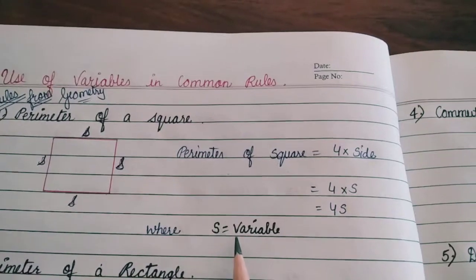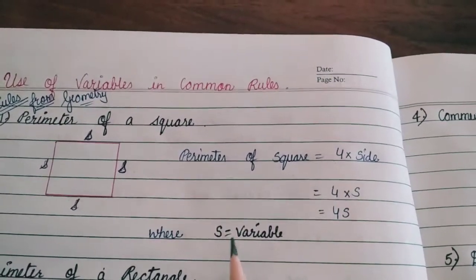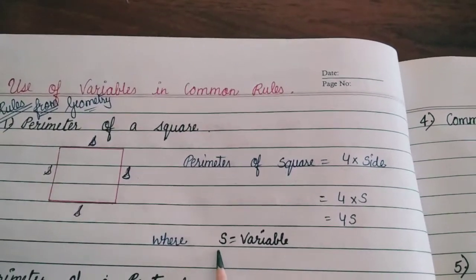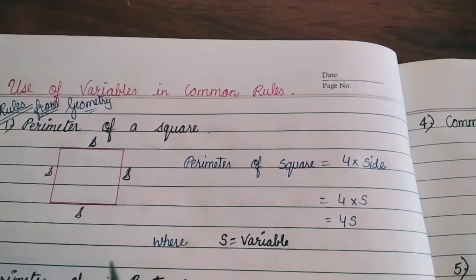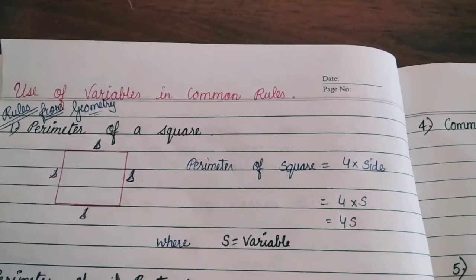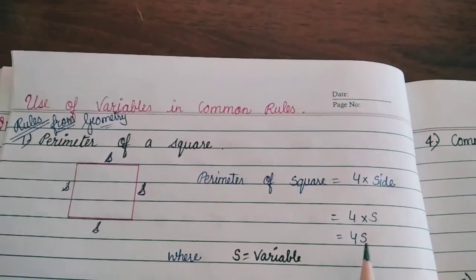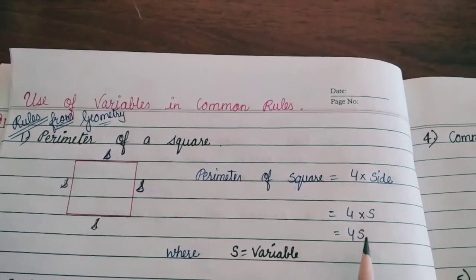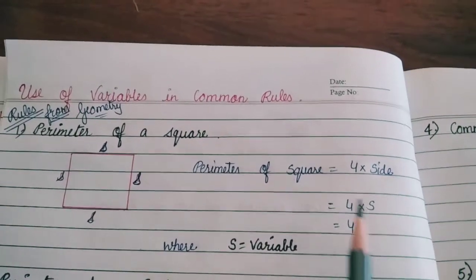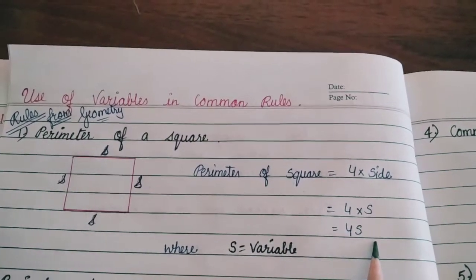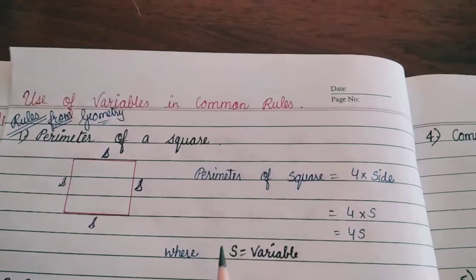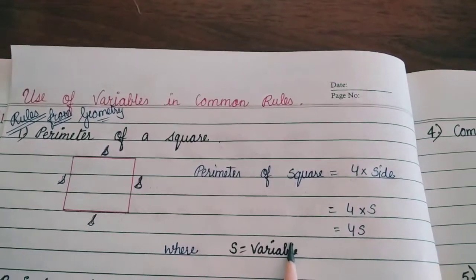Variable means those alphabets which take different types of values in different problems. If here we have the s value as 4, at that time we will put the s value here as 4, and 4 into 4 is 16. At that time our answer is 16. So variables contain different types of values.